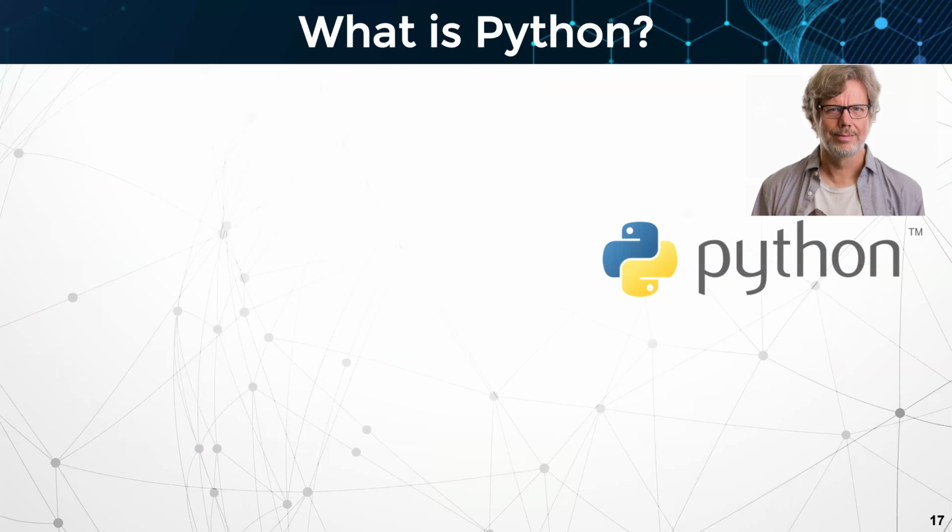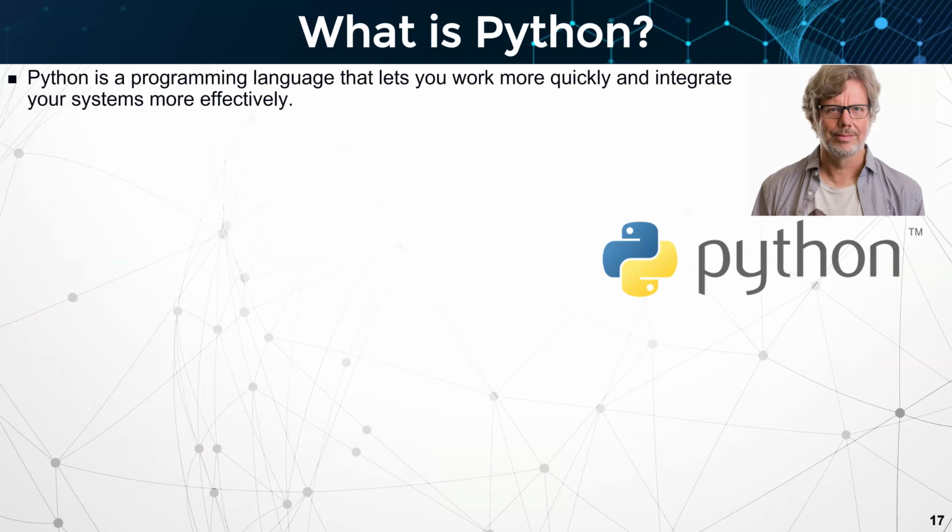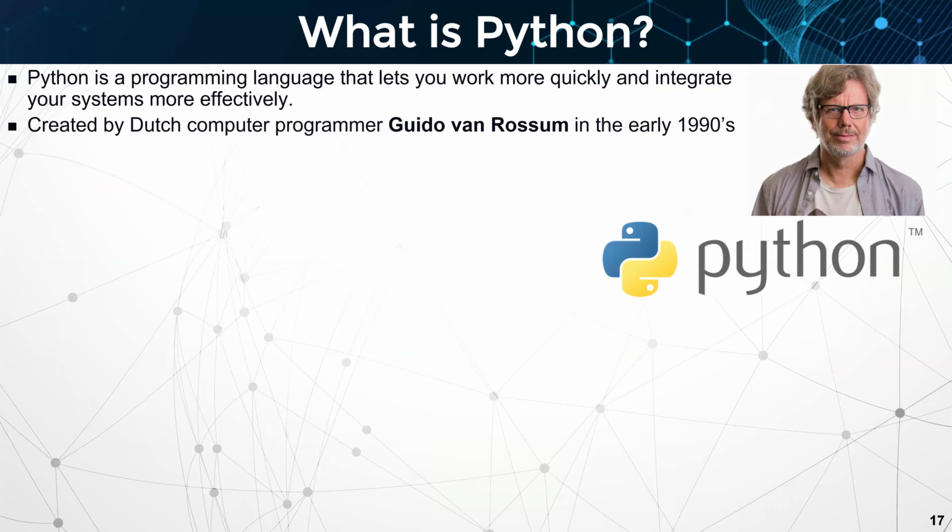Now, starting with an intensive overview of Python, its functionalities, the syntax and so on. Python is like other programming languages. It's developed to work more quickly, integrate systems and make predictions. It was created by Guido van Rossum in the early 1990s, exactly in 1991.